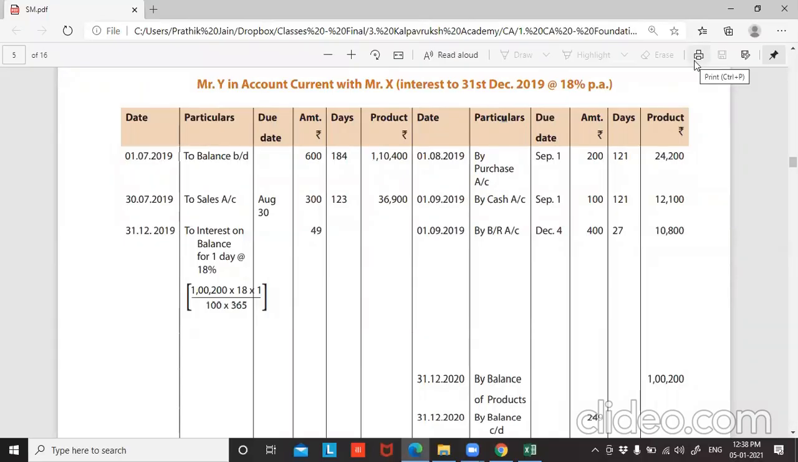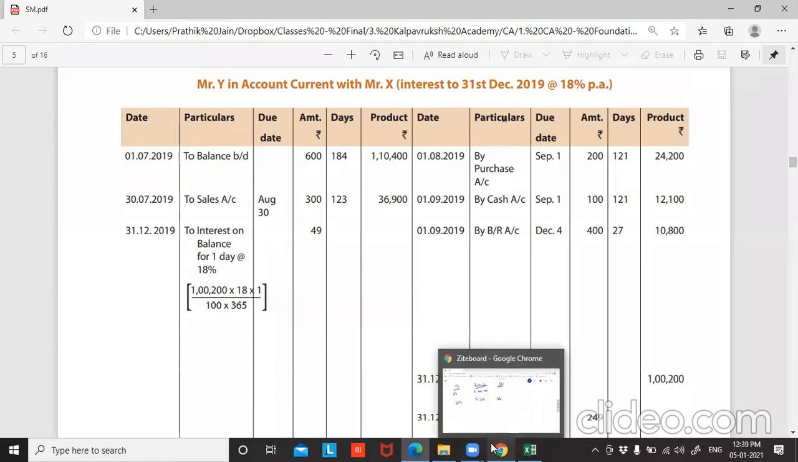So guys, we are doing the chapter of account current and we have successfully completed the forward method. Guys, in the forward method, we did two types of working. One is calculating interest for each and every individual transaction, and we did the product method where we calculate the product of all the transactions, and then finally on the balance product we calculate interest for one day. Okay, this is the forward method, guys.